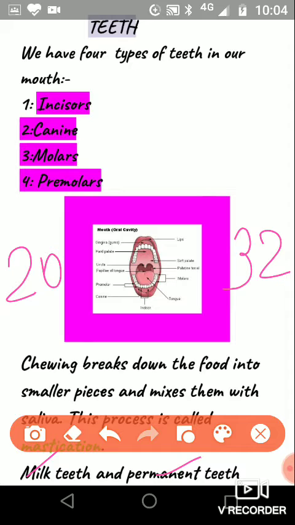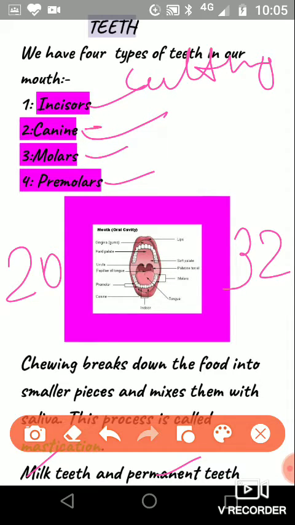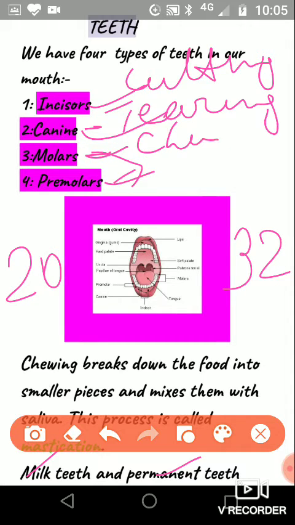Now there are different types of teeth we have, as you can see: incisor, canine, molar and premolars. First we have to know their functions during digestion. What is an incisor? It is the front teeth that helps in cutting. That means it is a cutting or biting tooth. Canines are tearing teeth. Molars and premolars both help in chewing, mixing and grinding. So these are the different types of teeth and their functions.